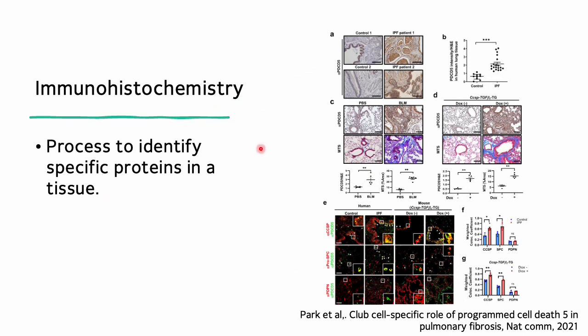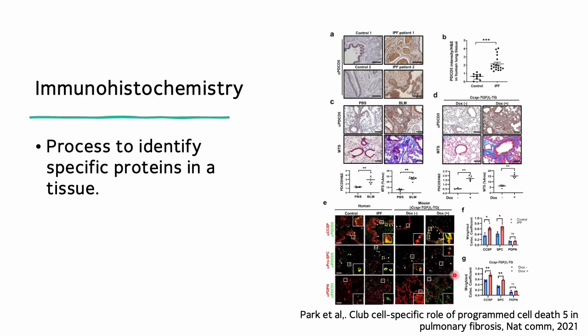Well, this is an example of immunohistochemistry. You can see that here they are talking about idiopathic pulmonary fibrosis patients. In IPF patients, they use this PDCD5 antibody. They're saying that in IPF patient lung tissue, PDCD5 level is upregulated. With immunohistochemistry, you can also see the localization of the protein, as you can see here.